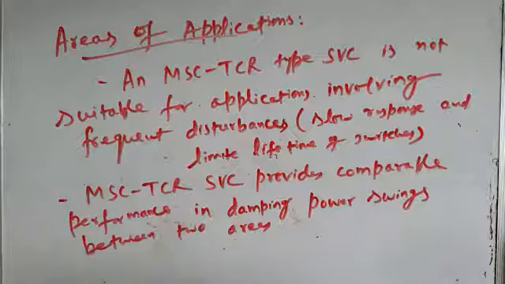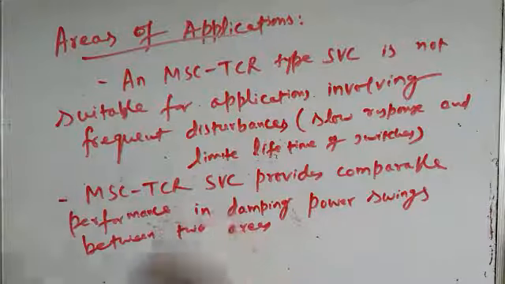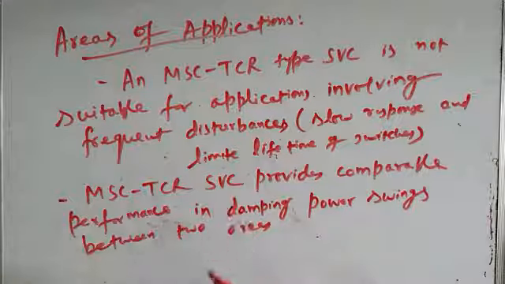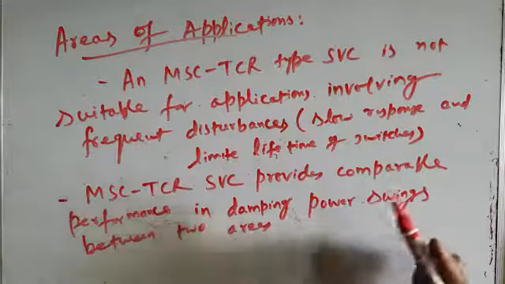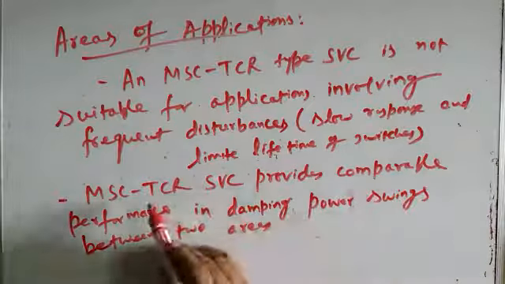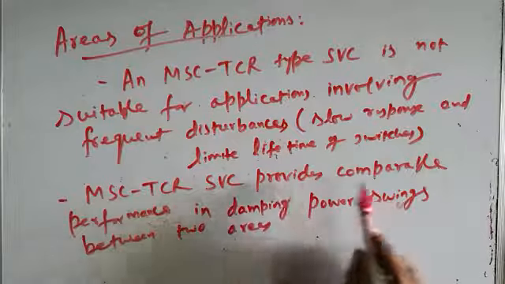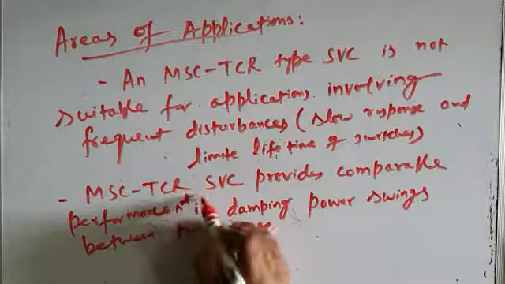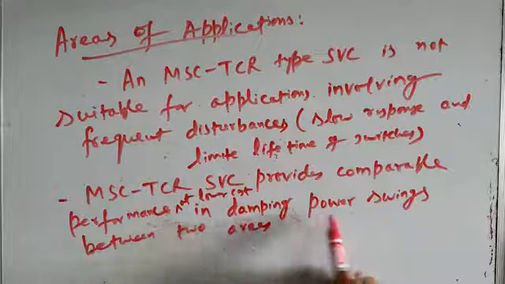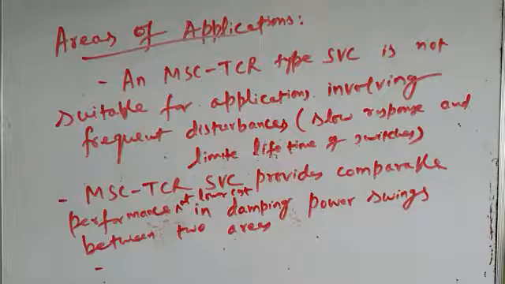So if you have two areas and those two areas are suffering power swings, you may use MSC TCR SVC because it does not involve frequent disturbances and it can very easily damp those power swings between the two areas, and its performance will be as good as that of TSC TCR SVC, but at a lower cost. MSC TCR SVC provides comparable performance at lower cost in this type of application, in damping power swings between two areas. That is one application.